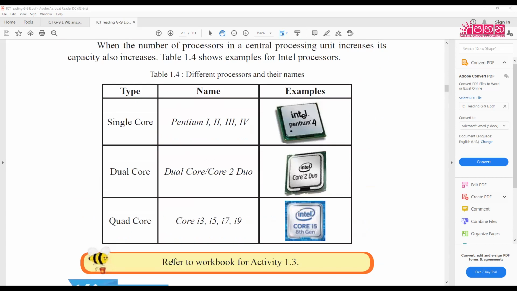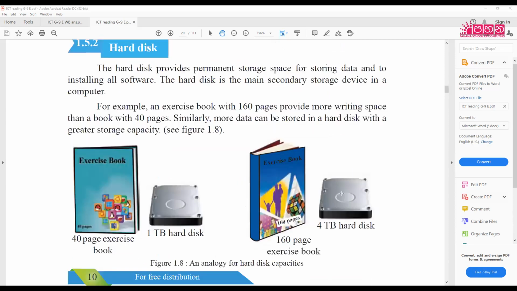A few things we noted last time: Pentium 1, Pentium 2, the Pentium range computers usually come under single core computers. That means you have one processing unit inside the processor. If you take dual core and core 2 duo, then you have two processing units, that means two cores. For the newer versions, when you want to purchase a computer nowadays, they come as i3, i5, i7 and i9. Usually they have quad core, so you have four processing cores inside this processor. These are some of the things you have to look at.